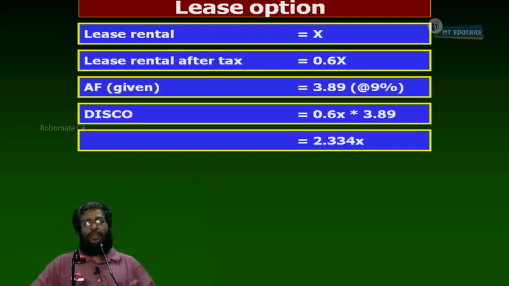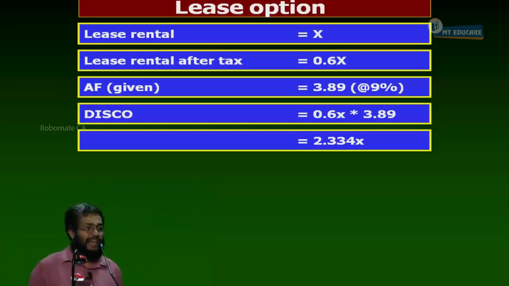For the company to be indifferent between two options, the discounted lease rental should be equal to the loan option outflow. Can I proceed?